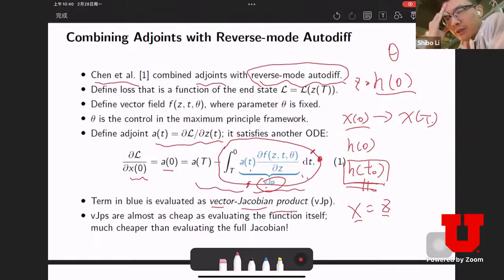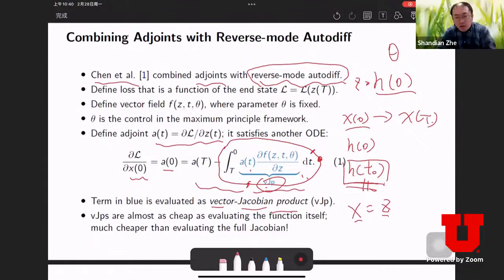But T could be large here. So if your Z or X is not very large, but your T is a long horizon, it could still face the explosion issue. T is large is okay because if you use Runge-Kutta or whatever method, you just need to calculate a few values at T, right? Every time.